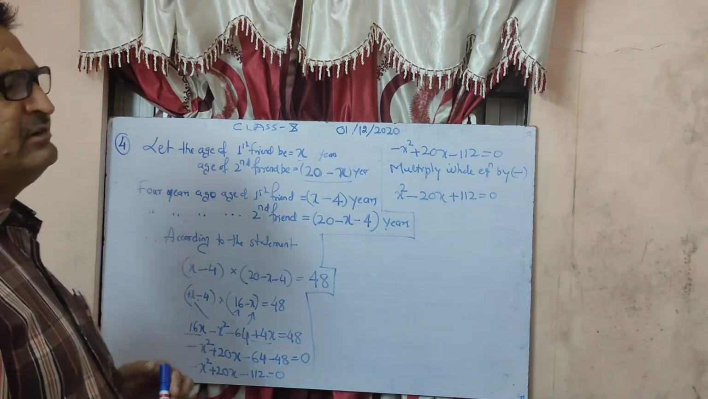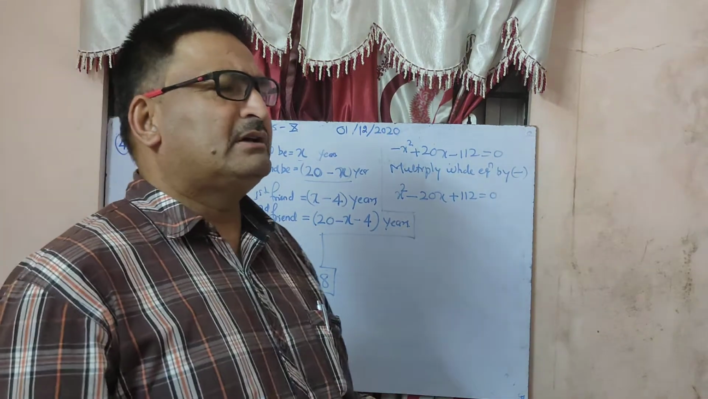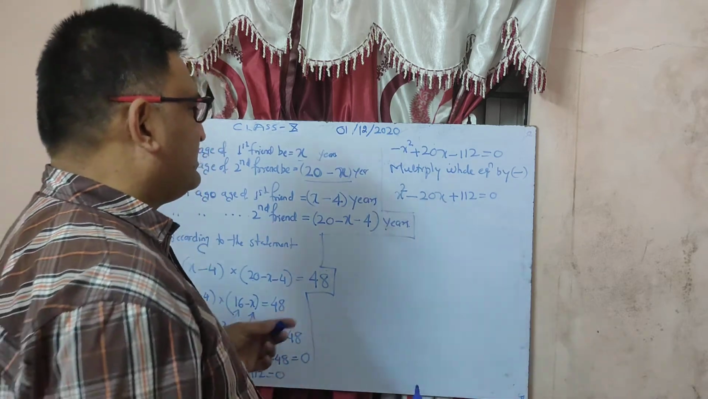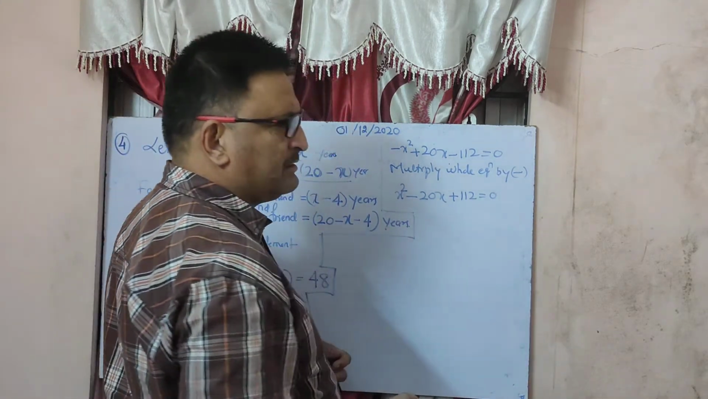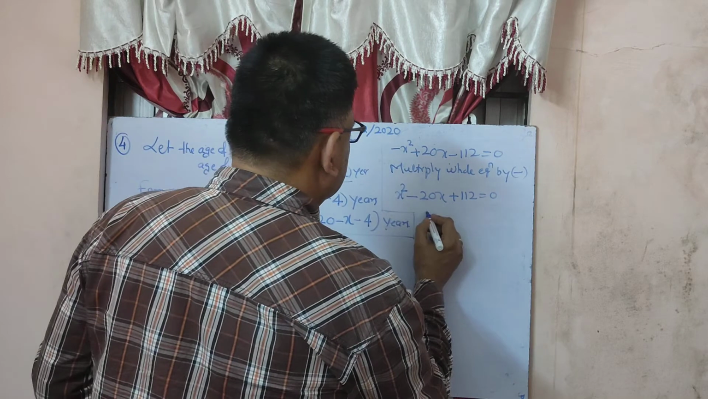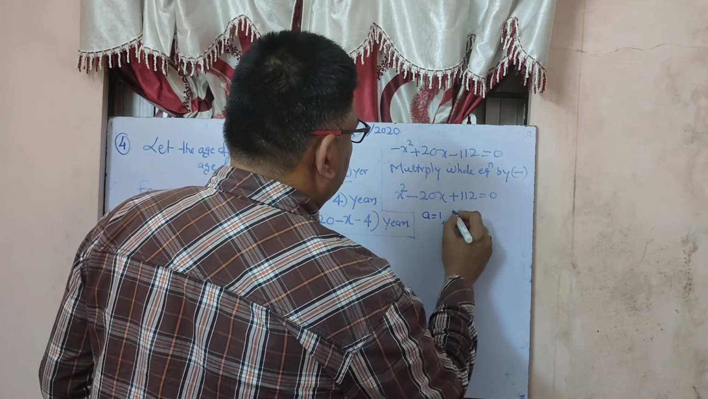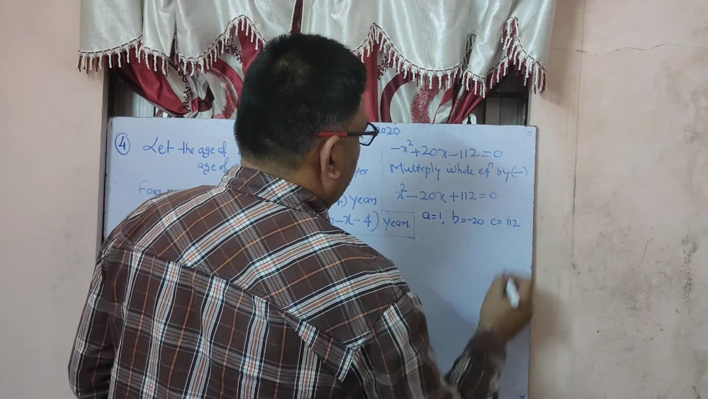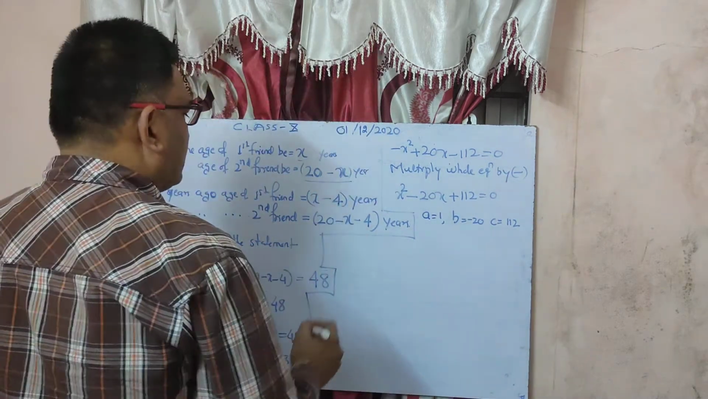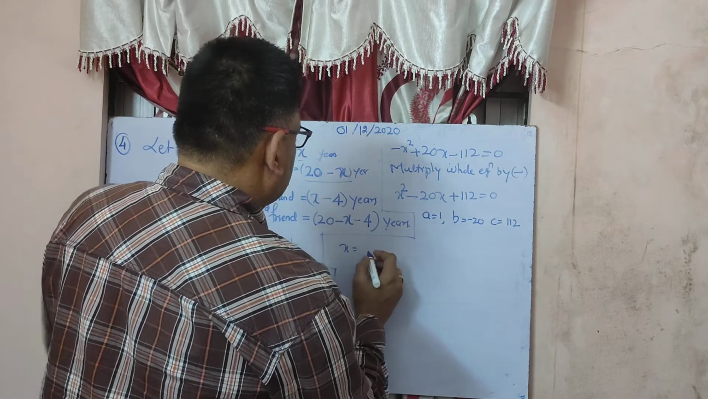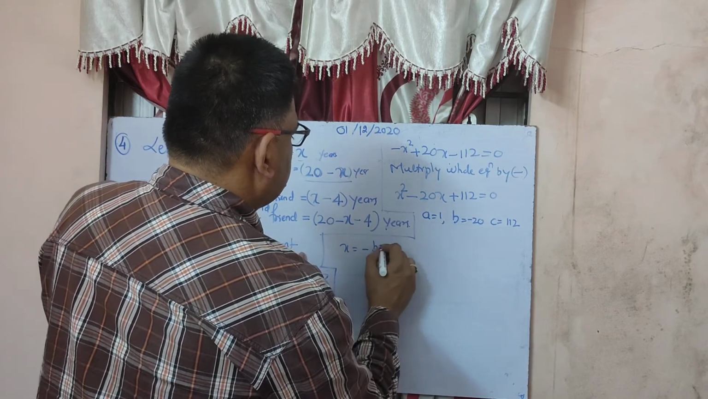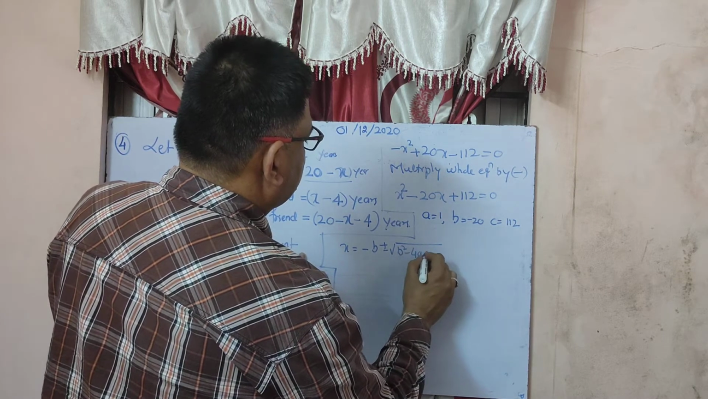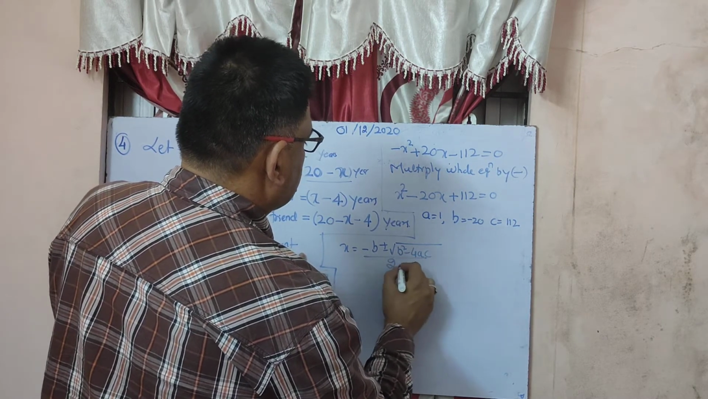So you can find the roots through any method. We have another method, that is the quadratic formula. Here a is equal to 1, b is equal to minus 20, and c is equal to 112. So you know the formula: x equals minus b plus or minus square root of b square minus 4ac, divided by 2a.